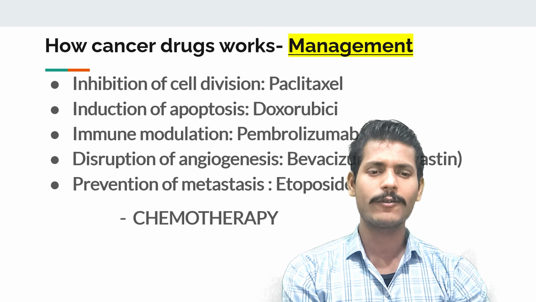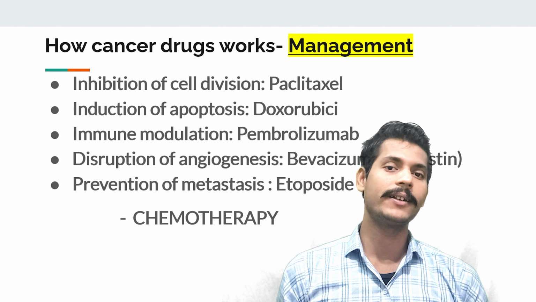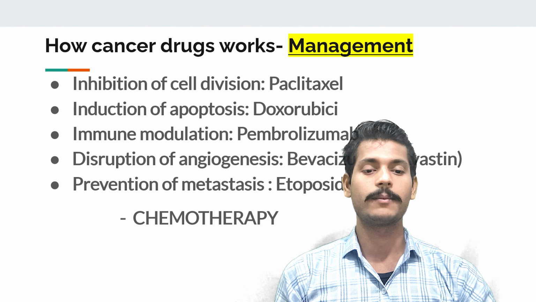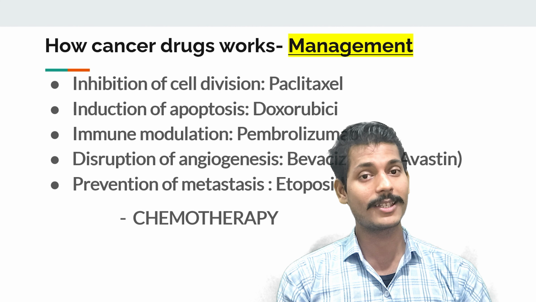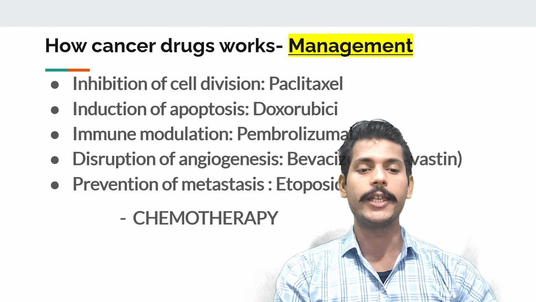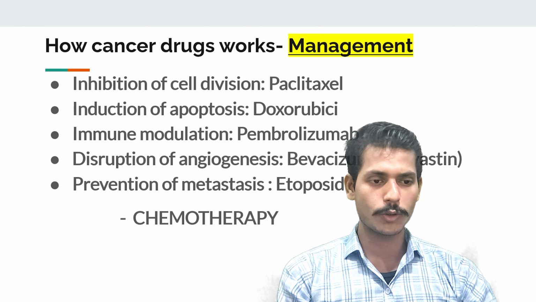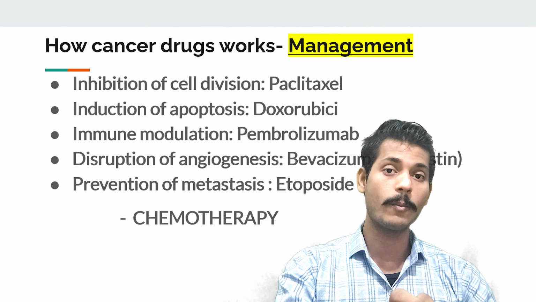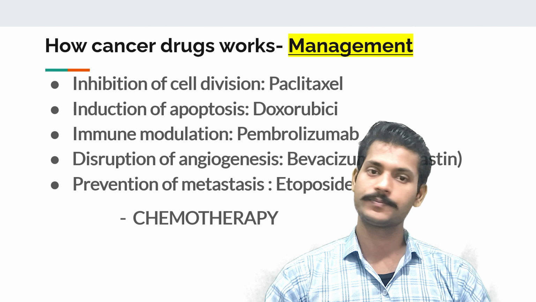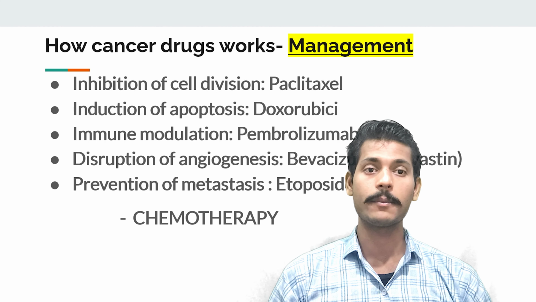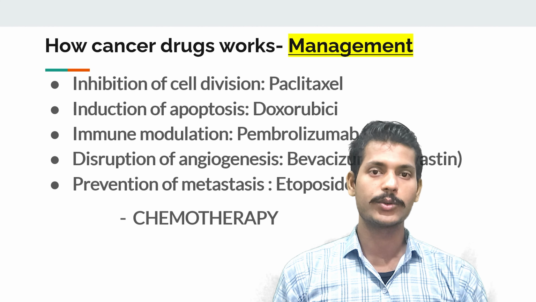Fine. Apart from that, the secondary growth of the cell is called metastasis. So you can stop the metastasis through one drug called etoposide. So etoposide, Avastin, doxorubicin, these are certain common chemotherapeutic drugs. Fine. So this is about managing through chemical compounds, through the drugs.